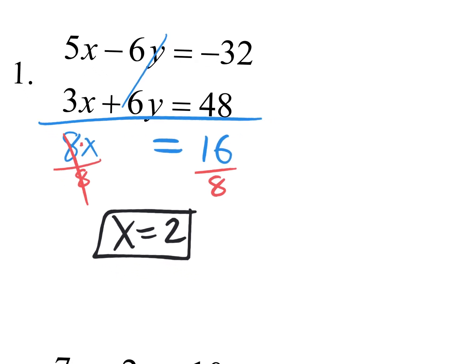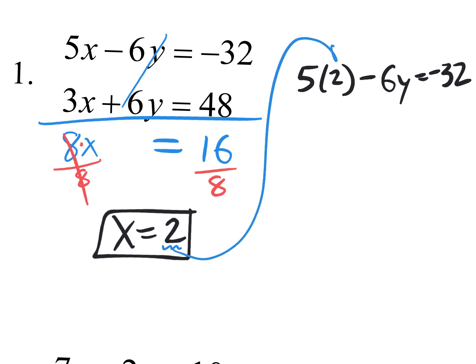Let's actually plug in the x value of 2, any one you want, top or bottom, doesn't matter. Top, okay, so the top one says 5x, but I'm going to put 5 times 2 because x is 2. Top says minus 6y equals negative 32. Are you with me? All I did was take the x value of 2 and plug it in right there. Why is that? Because it said 5x, there it is 5x, but x is really 2, plug in the 2. Let's do the math. 2 times 5 is 10, 5 times 2 is 10. Minus 6y equals negative 32.